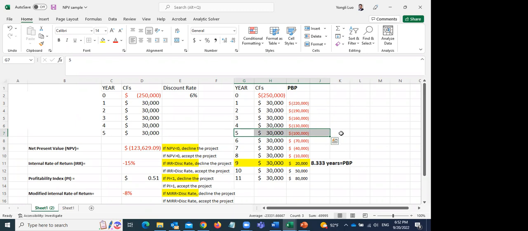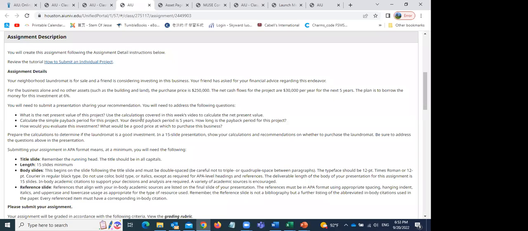So basically you are not going to accept the project, because you spend $250,000. You want your money back in 5 years, but actually it takes 8.3 years to get your money back. So this is the first and the second question. How would you evaluate an investment?